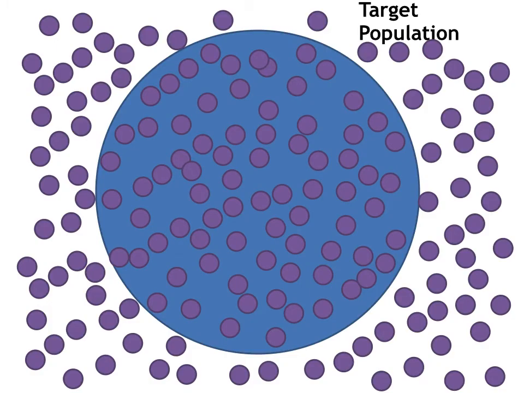So, the researcher starts with a target population of individuals or units. And that's the group or the individuals you want to find out something about. Let's pretend it's third grade students in urban schools. So I've drawn a blue circle around the third grade students in urban schools in the entire population in the United States.